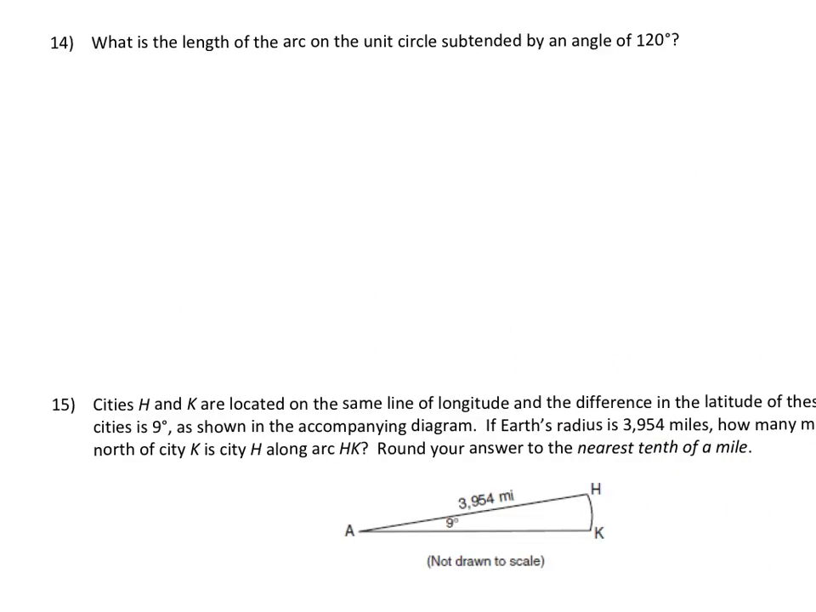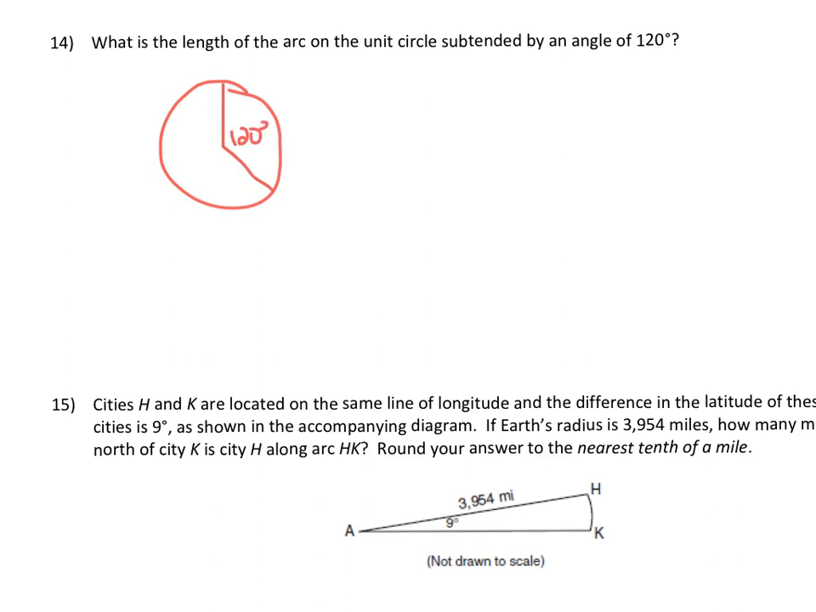Okay, so number 14, what is the length of the arc on the unit circle subtended by an angle of 120 degrees? Let's draw a circle, and it wants to know what is the length of the arc on this unit circle subtended by an angle of 120 degrees. So let me just cut out a little sector that looks like it's going to be 120 degrees. Kind of like the last question, we know 120 degrees is 1/3 of this circle, right?